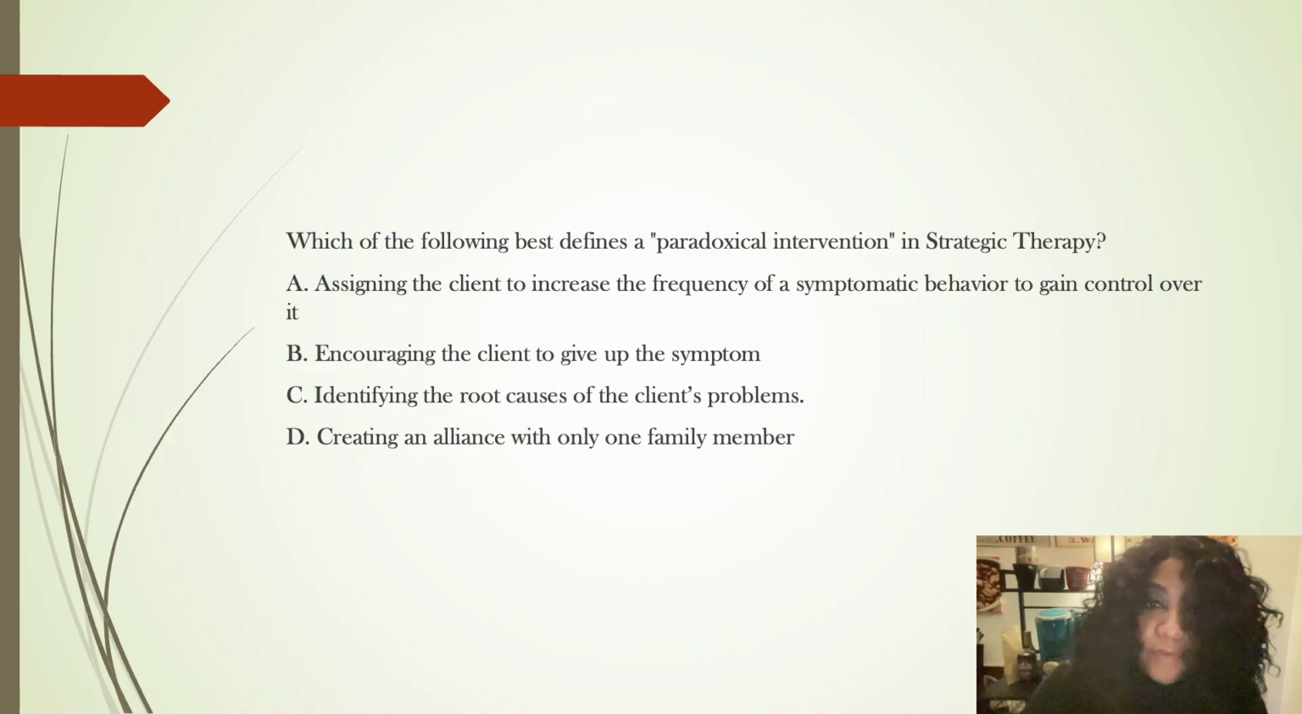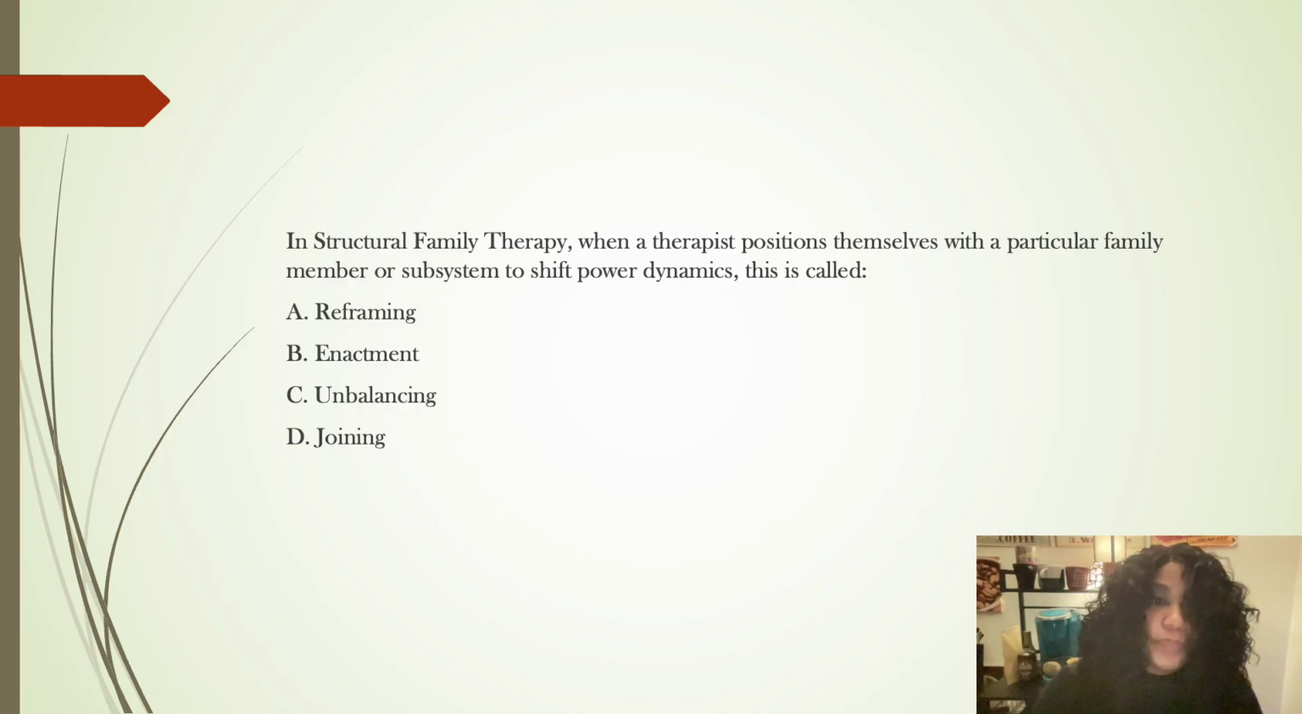A says assigning a client to increase the frequency of a symptomatic behavior to gain control over it. That's what a paradoxical intervention is. B says encouraging a client to give up the symptom. Well, yes, that's what a paradoxical intervention ultimately does, but it's asking you to define a paradoxical intervention, right? We need to understand what these questions are asking us. C says identifying the root causes of the client's problem. No, it ain't. C is wrong. D says creating an alliance with only one family member. No, it ain't. We're not going to entertain it tonight because we know what a paradoxical intervention is, okay?